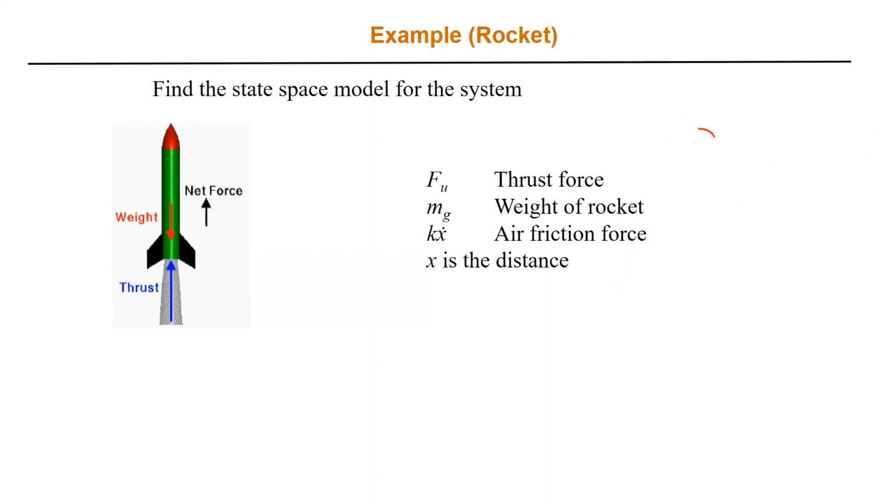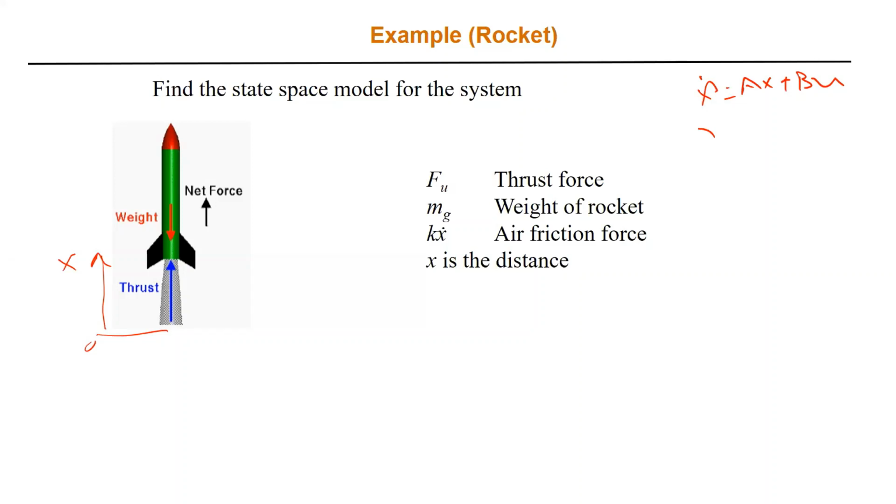Okay. So now let me have more examples. In here, I have a rocket. I am launching a rocket. I'm assuming this is my reference. This is 0, and this is the x direction. And I would like to get the state space model for this system. So I need x dot equal Ax plus Bu.